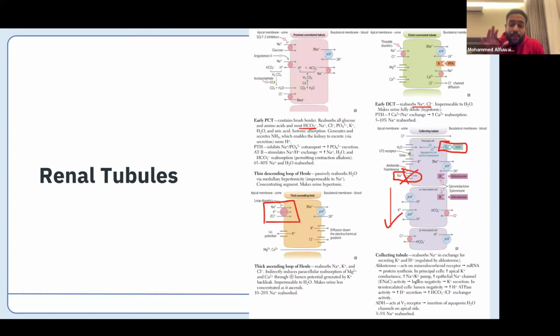Okay? These are the basic functions of the tubules. You don't need to go into very specific details. However, you do need to know where the receptors are for pharmacology. Okay?